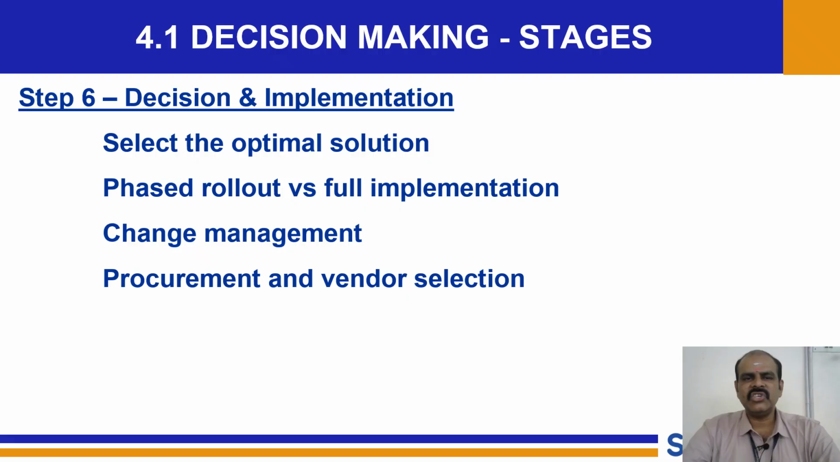Step 6, decision and implementation. Having completely done the framework, now we can go for the solution selection. Select the optimal solution, phased rollout or full implementation. In some cases we may not be able to select one particular solution 100%, maybe in a phased way: first step, second step, and so on. Case to case that might differ. Then change management: if necessary, we can introduce some middle-level management to take care of that. Procurement and vendor selection can be done. This is the next step.